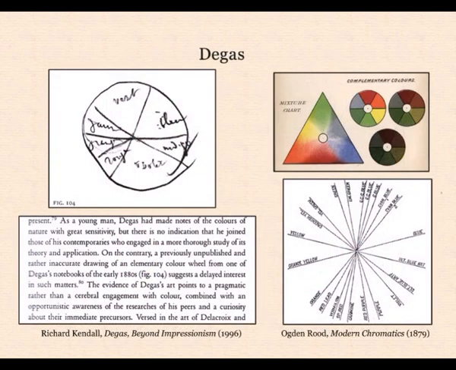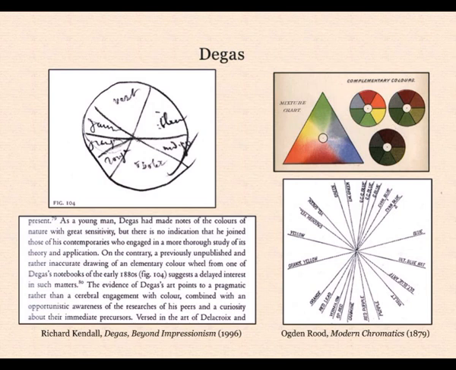It's difficult to say just how widely painters of this era used modern colour theory, because most art historians seem to neglect fundamental elements of the artist's craft like colour in the pursuit of more esoteric concerns. For example, author Richard Kendall maintained that there is no indication that Degas joined those of his contemporaries who engaged in a more thorough study of colour theory and application. On the contrary, a previously unpublished and rather inaccurate drawing of an elementary colour wheel from one of Degas' notebooks of the early 1880s suggests a delayed interest in such matters."